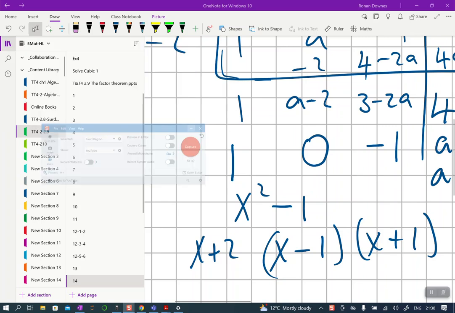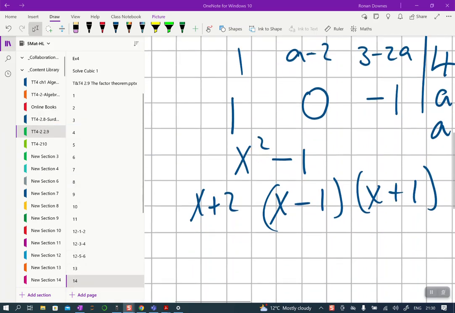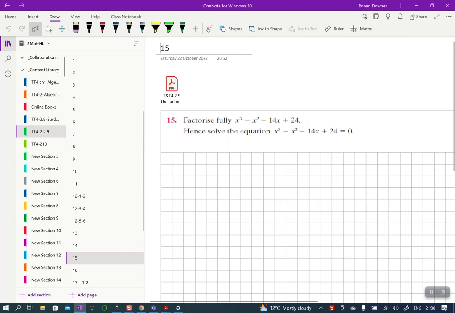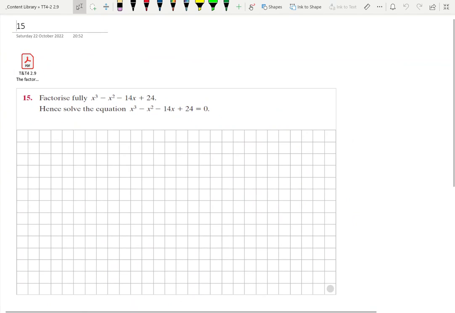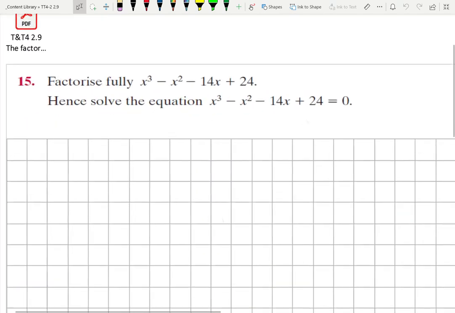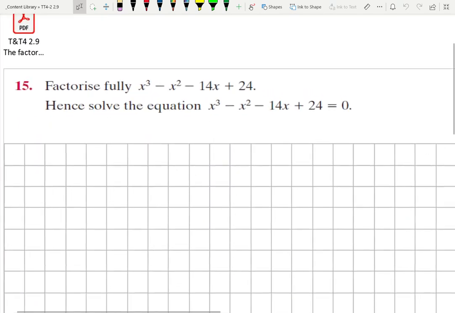Okay, welcome back. Now, we've finished 14, we're going on to 15 in section 2.9 of book 4. Okay, so what are we being asked to do here? Hence solve this equation, factorize fully.